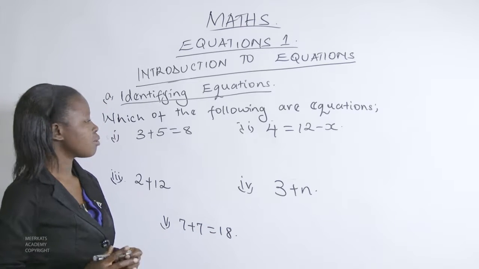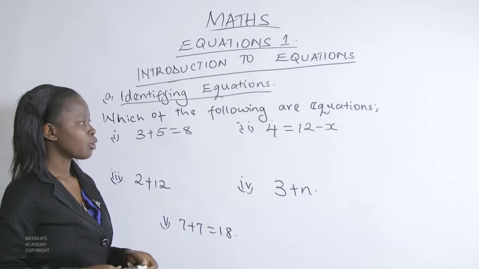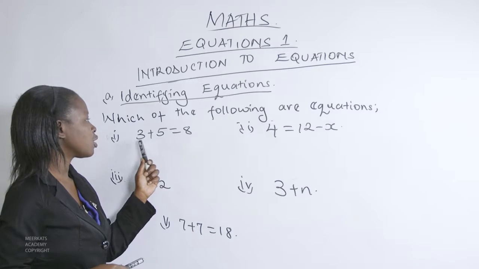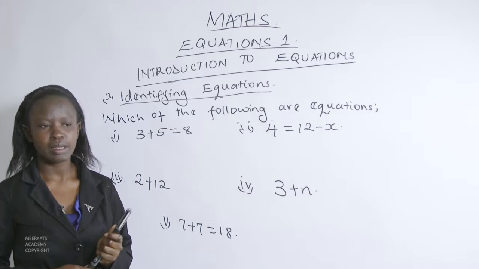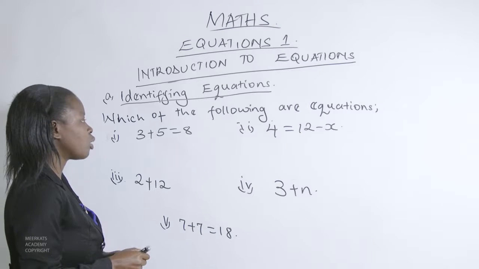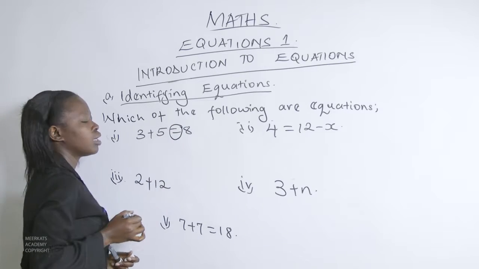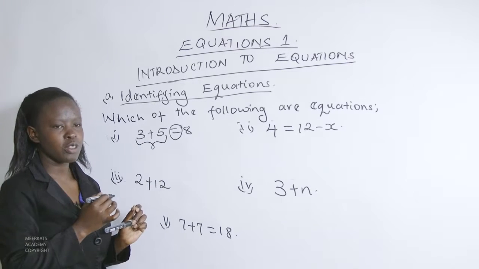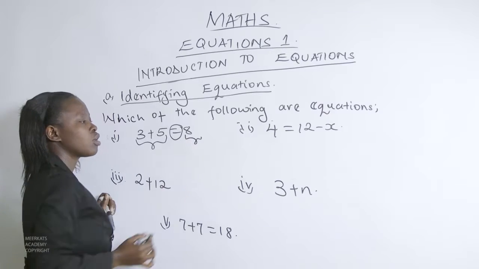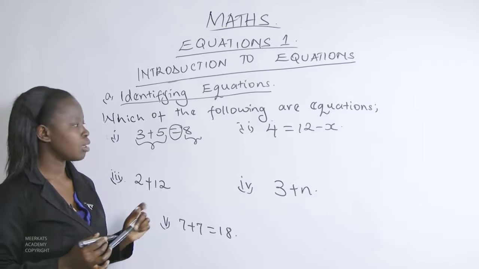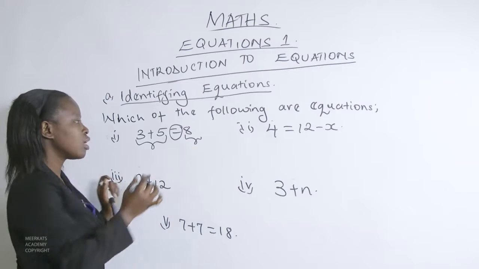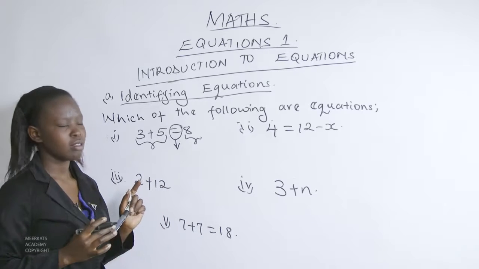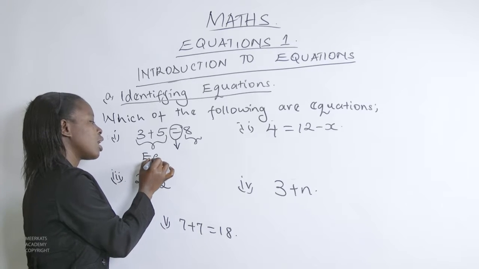So we have the examples on the board. We need to identify which one amongst them is an equation. So the first part, we have 3 plus 5 is equal to 8. We find that we have an equal sign that is separating the right-hand side and the left-hand side. So we have the left-hand side, we have 3 plus 5. The right-hand side of the equation, we have 8. So this means that since there is an equal sign between the numbers, this is an equation.